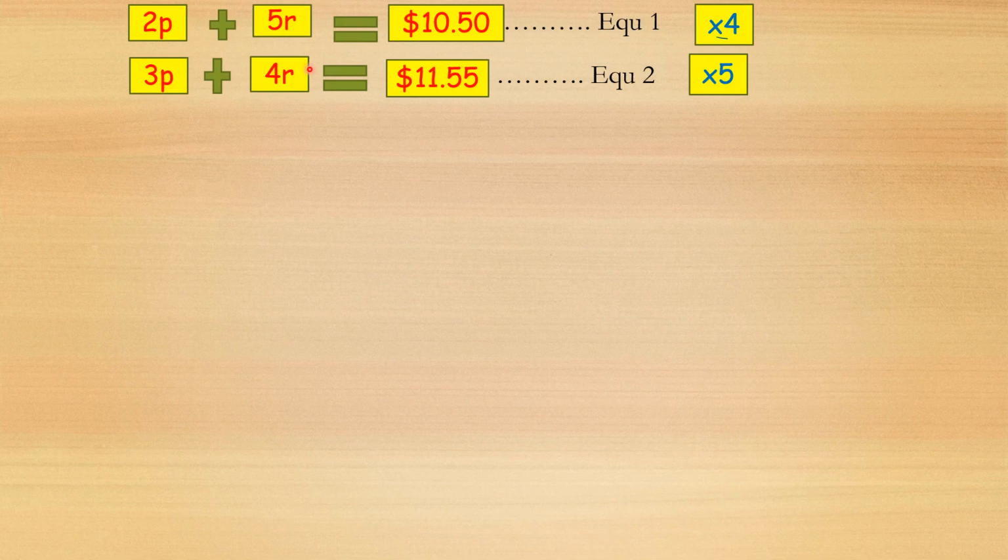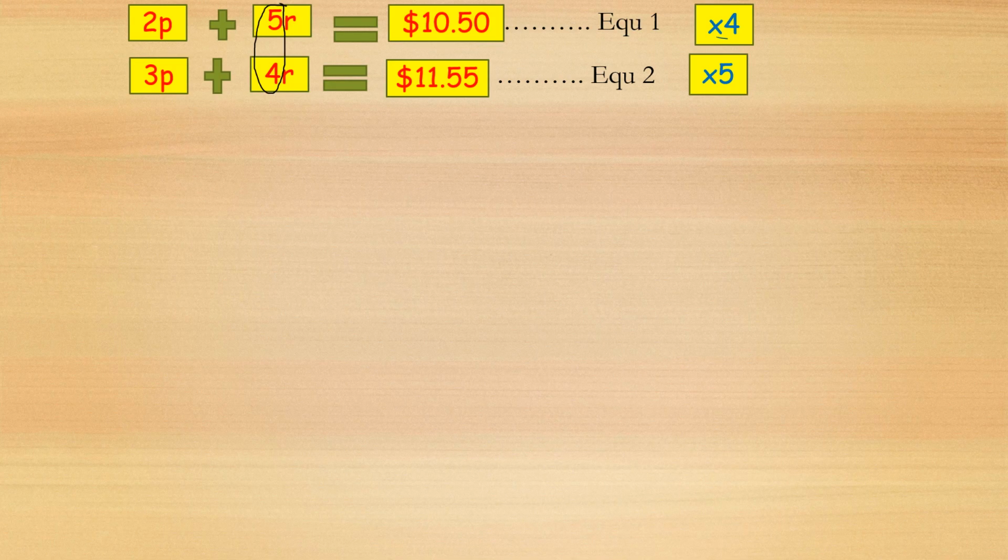So to eliminate R, what we do is we multiply equation 1 by 4, equation 2 by 5. So you would notice that it is actually the opposite. These are the coefficients of our R term. In equation 1 it is 5, in equation 2 it is 4. So we multiply by the opposite, 4, 5.